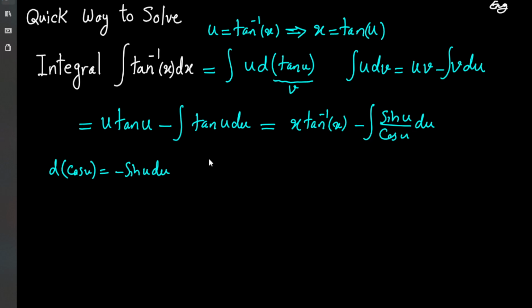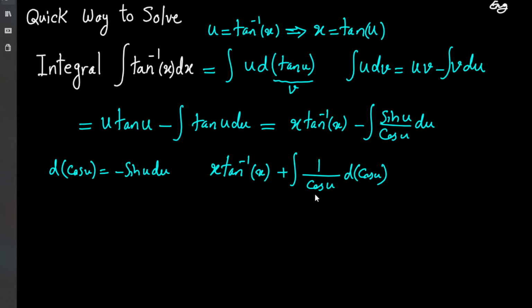So I can rewrite this integral to keep the x tangent inverse of x as it is, and then for this one, let me write it in the form of plus minus sine u du becomes d cosine, and then we have cosine u. Or if you wanted to write in a cleaner fashion, we can write it this way. Okay, 1 over cosine u, d cosine u.